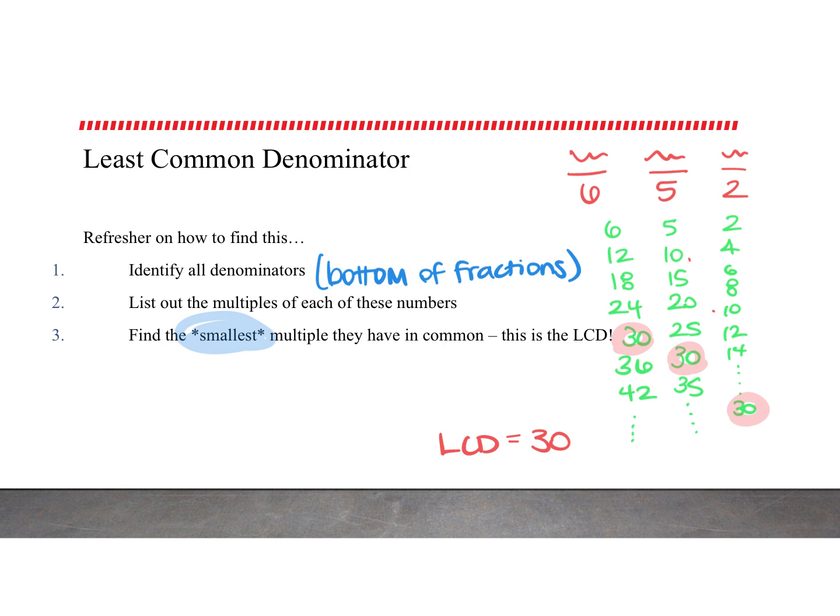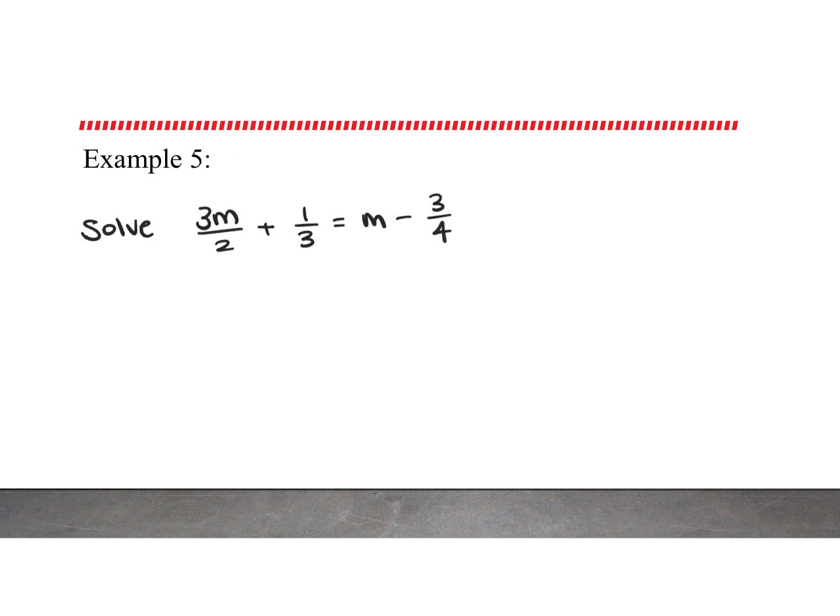30 would be the magic number that if we multiply it into all of our terms, then everything that had a fraction bottom would reduce out, removing the fraction fully from the problem. Example 5, solve 3m over 2 plus 1/3 equals m minus 3/4. Now you could solve this problem and leave the fractions in there. You would need to get common denominators and so forth. But we're going to go with the route that we just discussed, finding that LCD in order to remove all of our fractions from the problem in one go.